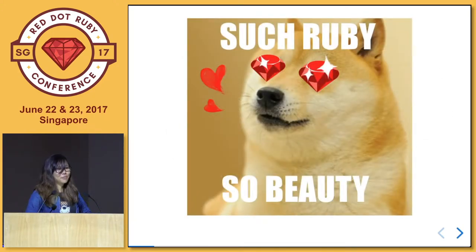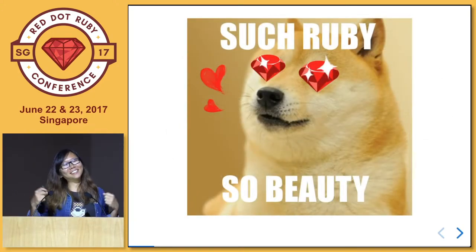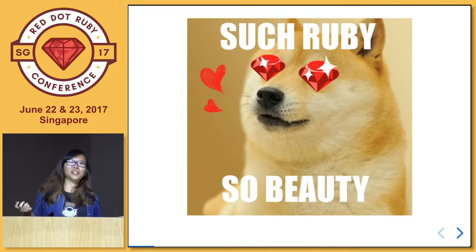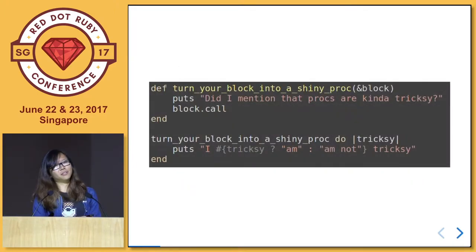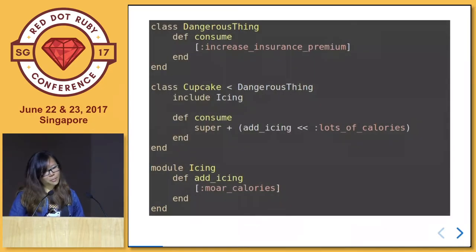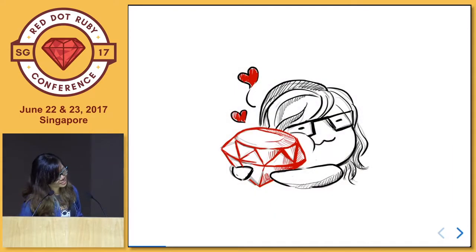So in the beginning, everything is lovely and beautiful, right? The language is clean, clutter-free, expressive, sometimes even reads just like English. Blocks, procs, enumerators, and lambdas, slightly strange, but you get the hang of it after a while. And the basic object-oriented paradigm isn't too hard to pick up, so pretty soon you're writing your own classes, subclassing them, mixing in modules. And so you are in love.